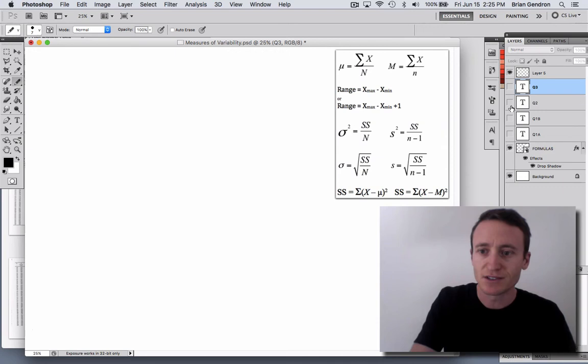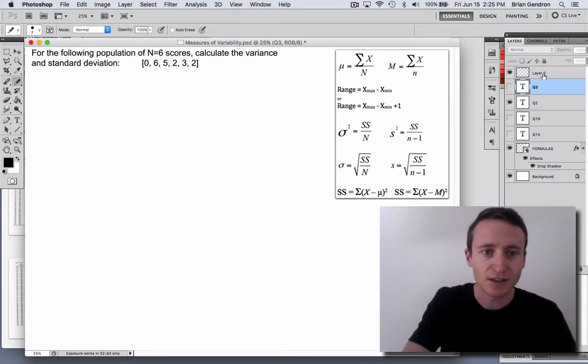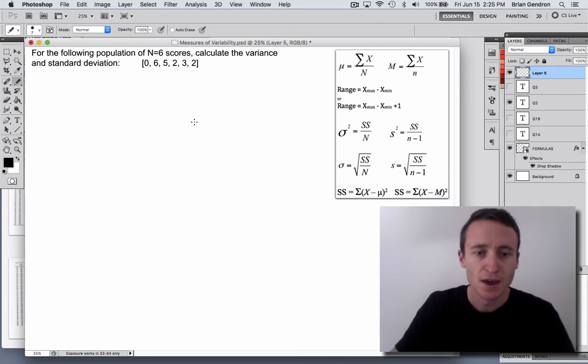All right, so let's look at a new problem here. Let's get rid of these. And this one says, for the following population of 6 scores, calculate the variance and standard deviation. All right, so the first thing we need to note is that this is a population, and population formulas are over here.